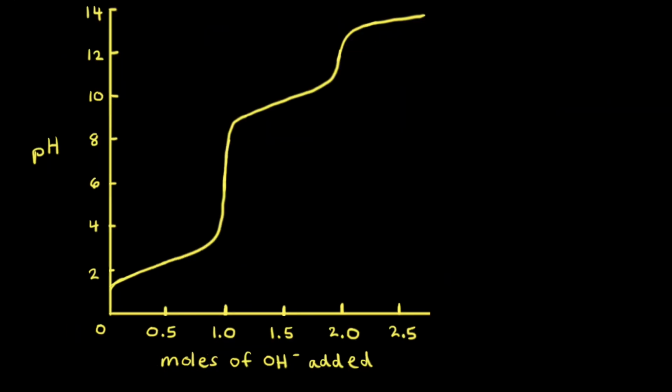Next, let's look at the titration curve for the titration of our diprotic acid with sodium hydroxide. On the y-axis is pH, and on the x-axis is moles of hydroxide anions added. Before we've added any hydroxide anions, so this point right here on our titration curve, we have our diprotic acid present, so H2A+. And since we started with 1 mole of H2A+, it would take 1 mole of hydroxide anions to completely neutralize the H2A+.